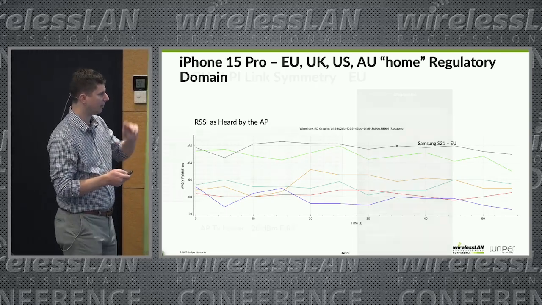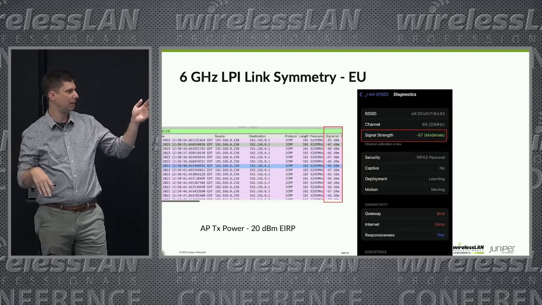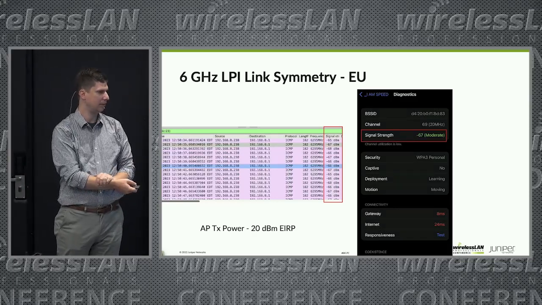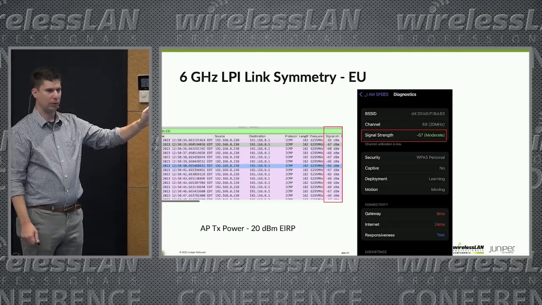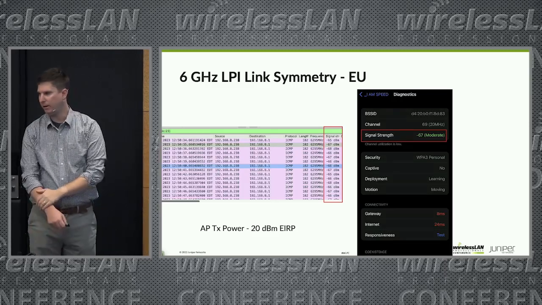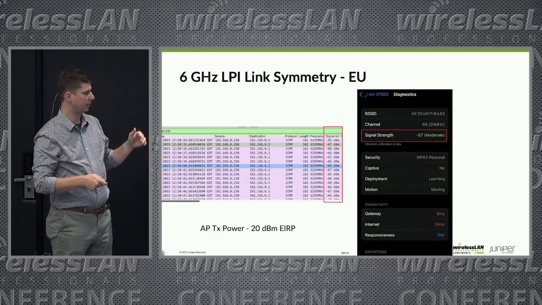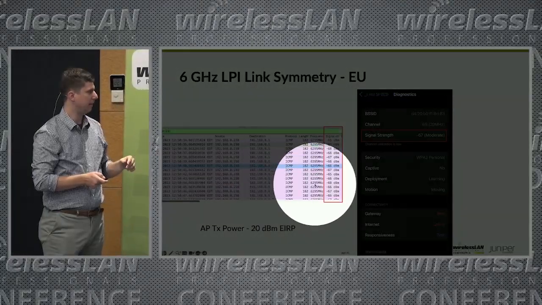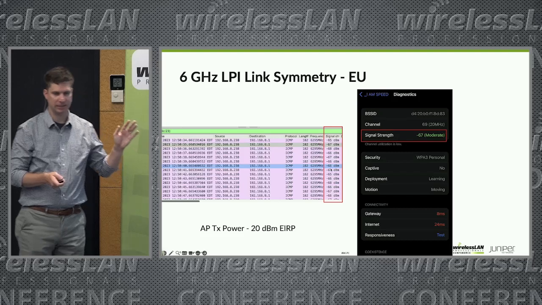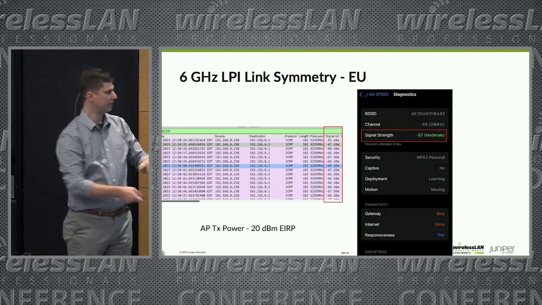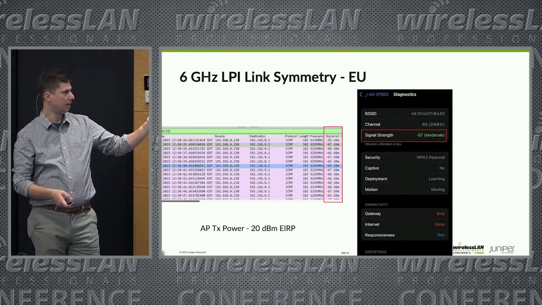So the next thing to look at is, okay, what is the actual uplink downlink disparity? This is testing we again did last night, so in Europe. What I saw is with an AP configured to 20 dBm EIRP, I actually have very similar link quality between downlink and uplink. The left is a packet capture from the AP. This is how the AP hears the client, in the negative 67 range, negative 66 range. And then on the right is the wireless diagnostics from iOS, and that's negative 67.